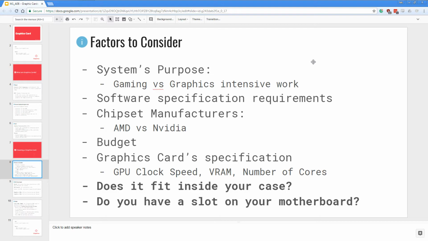If you bought a smaller motherboard, you might not have enough space for an expansion graphics card, and you might have to just use the integrated graphics that is available from your motherboard or your processor.